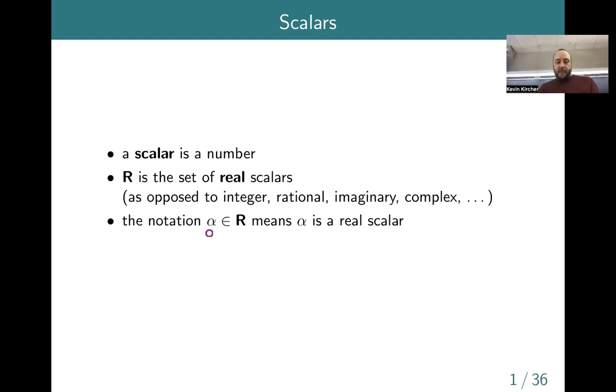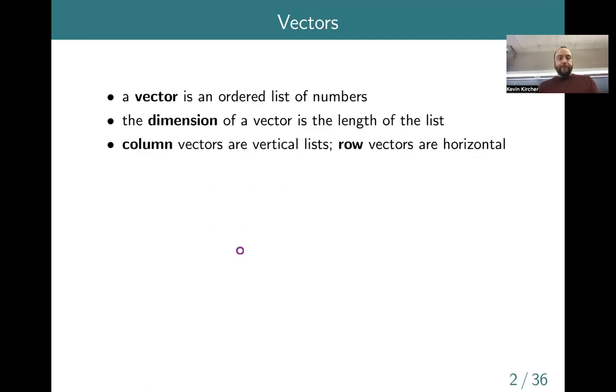And so when we write alpha in R, or alpha is an element of R, that just means that alpha is a real scalar. So we'll use this notation of R, and sometimes with superscripts on the R, to denote dimensions of vectors and matrices and so forth.